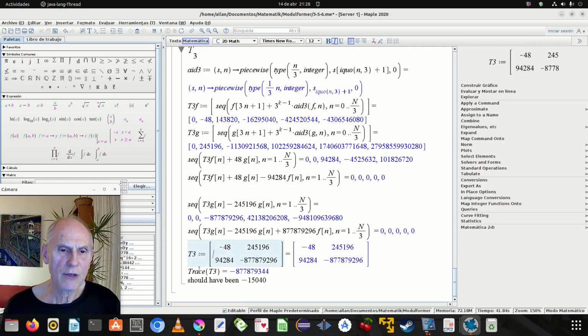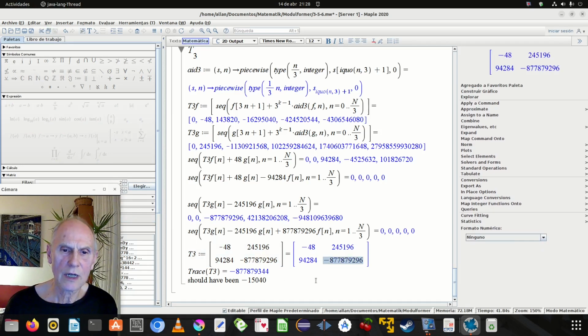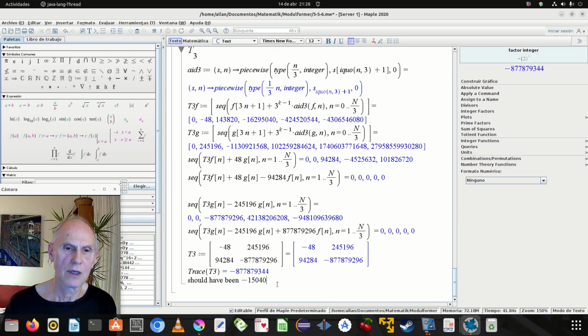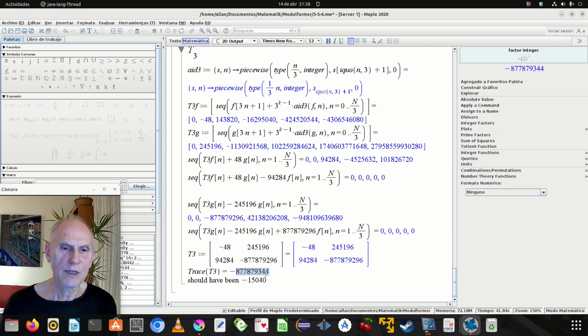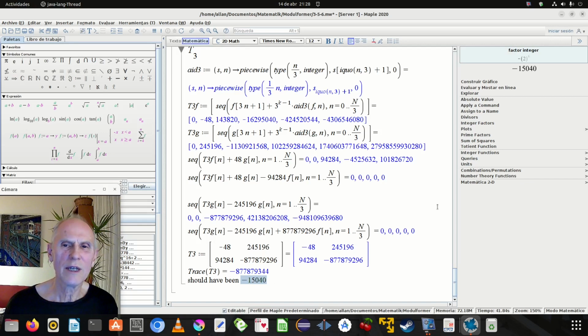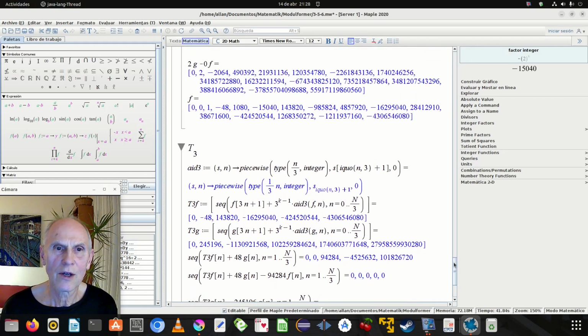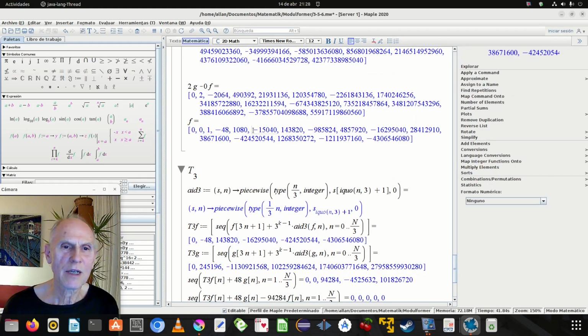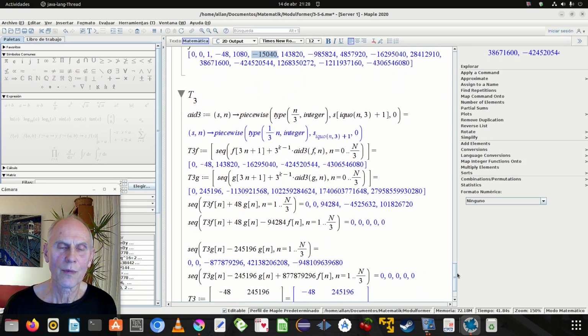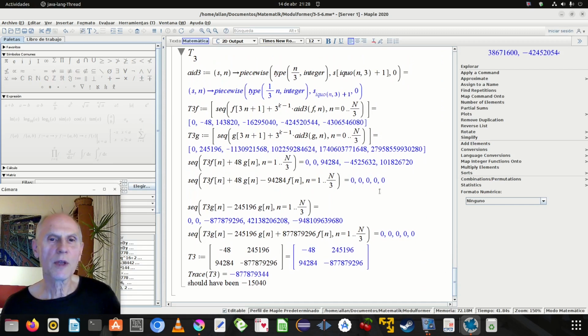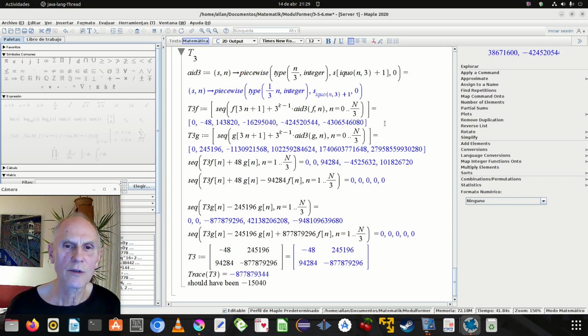Then we get this matrix. And the trace, that's the sum of these two guys, gives this, and it's nowhere near what I expected. So there is a mistake. Let's just check that the 8 here does the right stuff.